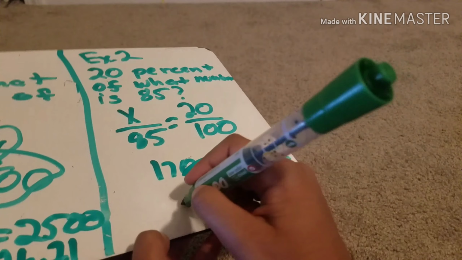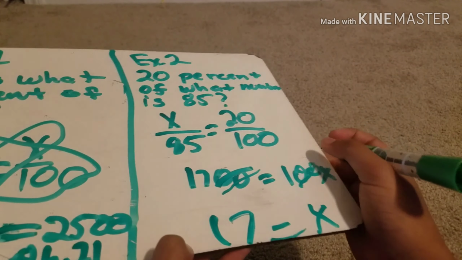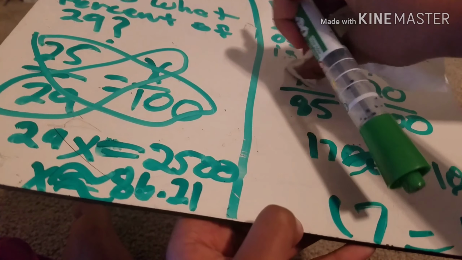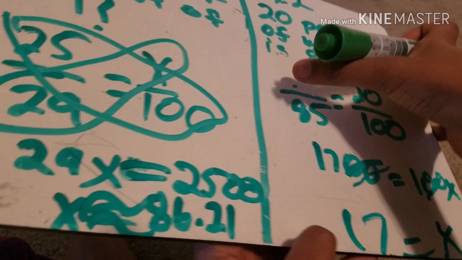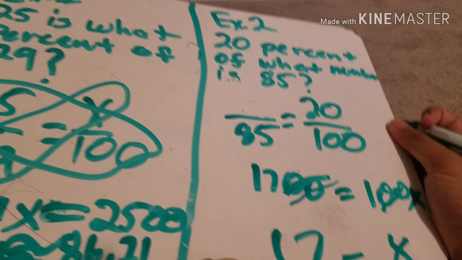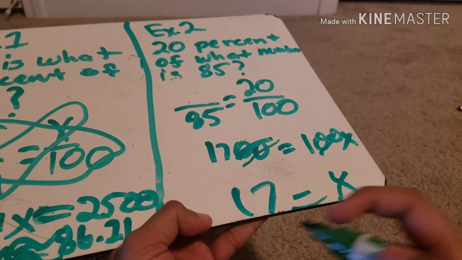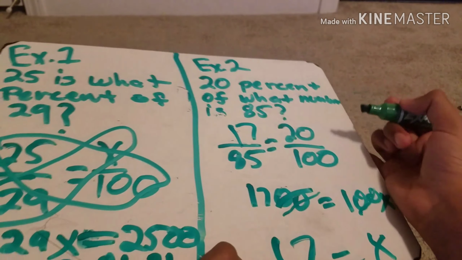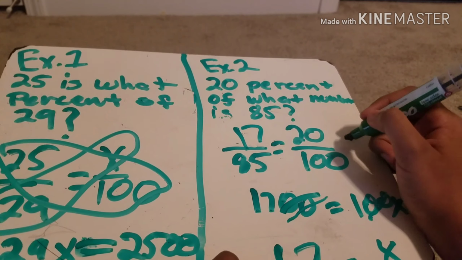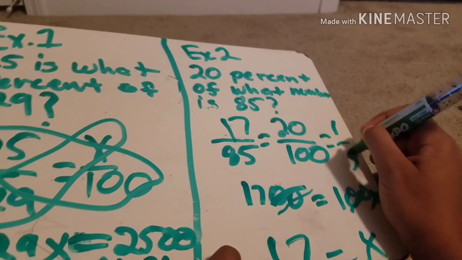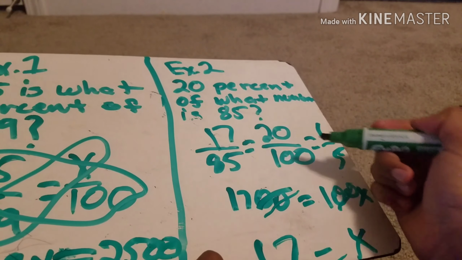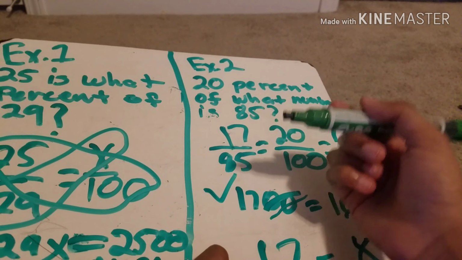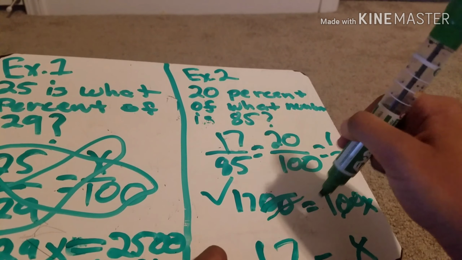So it's 17. And a way you can check it, which I suggest you do because sometimes people mess up a lot on these problems, is to plug the number back in and see if it equals 20 out of 100. 20 out of 100 is basically 1/5. And does 17 out of 85 equal 1/5? Yes. So that means this is the answer to this problem.